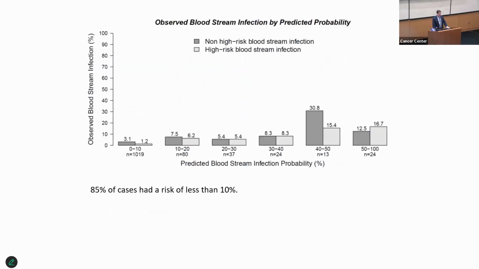Okay, so again, that same breakdown: this time 85% of the cases were in that less than 1% group, had about a 4% bacteremia rate, whereas the high-risk group, again, had a higher rate. So again, you can kind of see a lower, intermediate, and high risk.